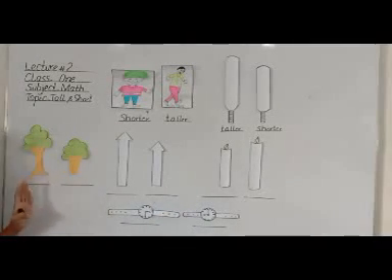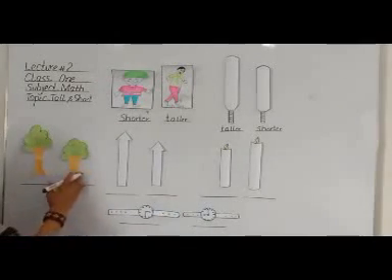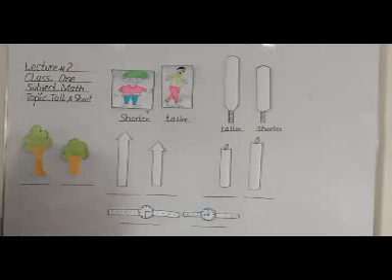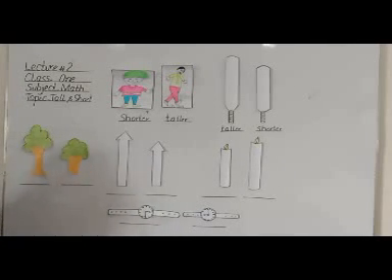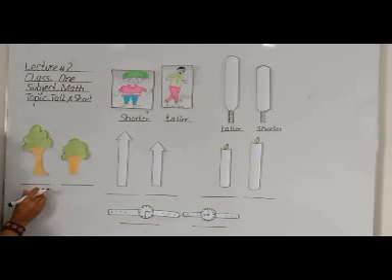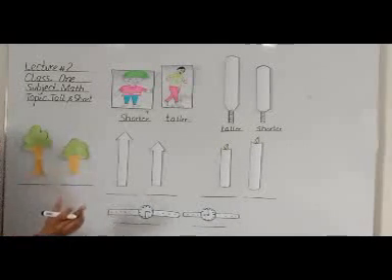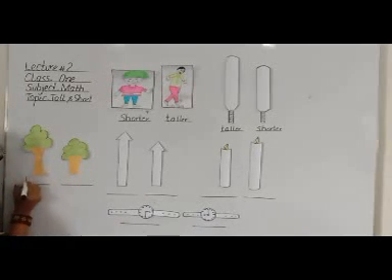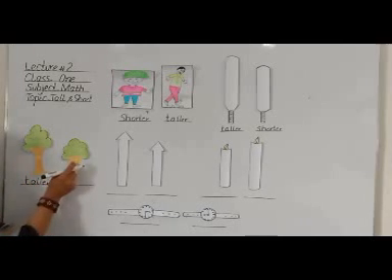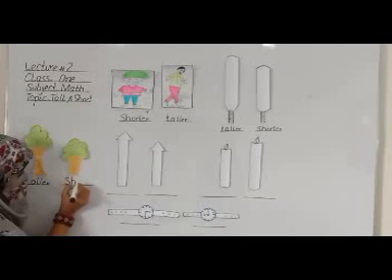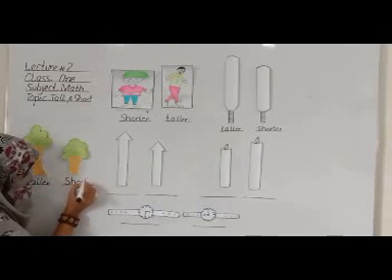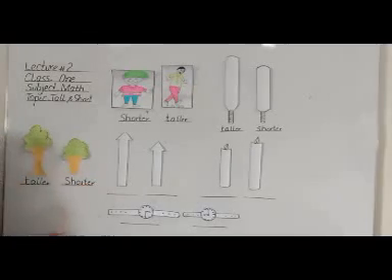We have one pair of trees. Please tell me which tree is taller and which tree is shorter. Students, you know this tree is taller. This tree is taller. And this one is shorter. All of you learn about the shorter and taller.